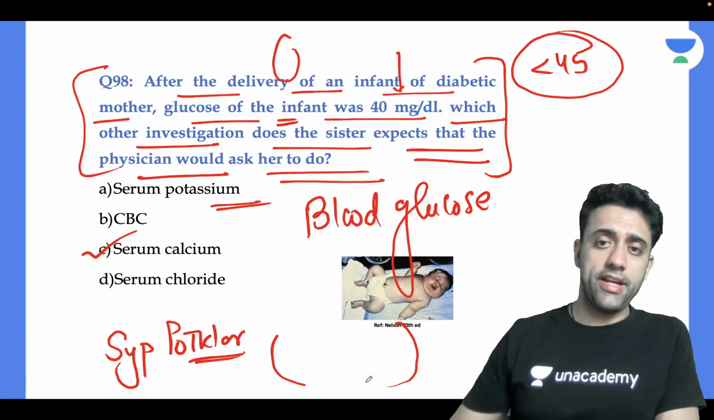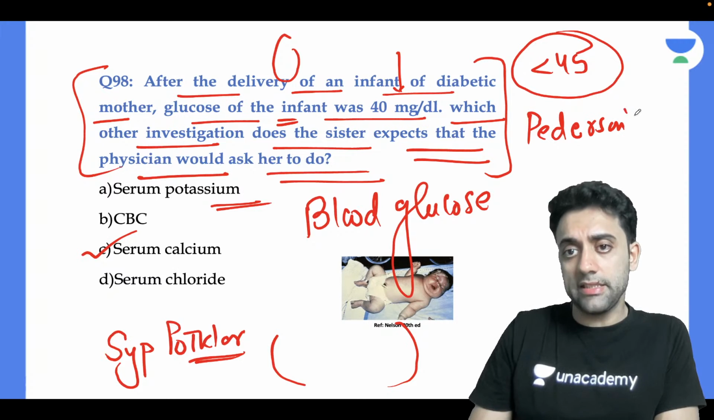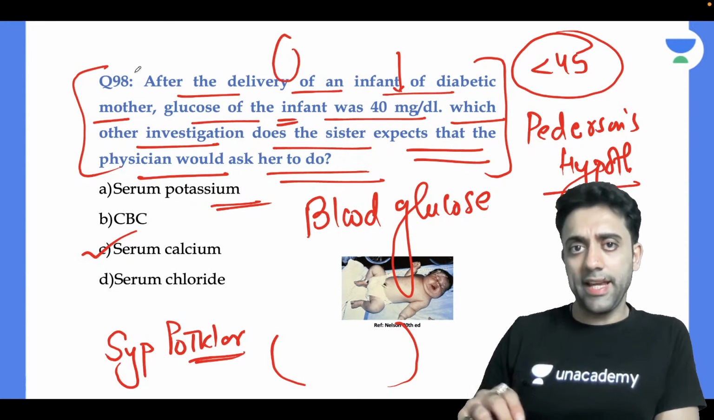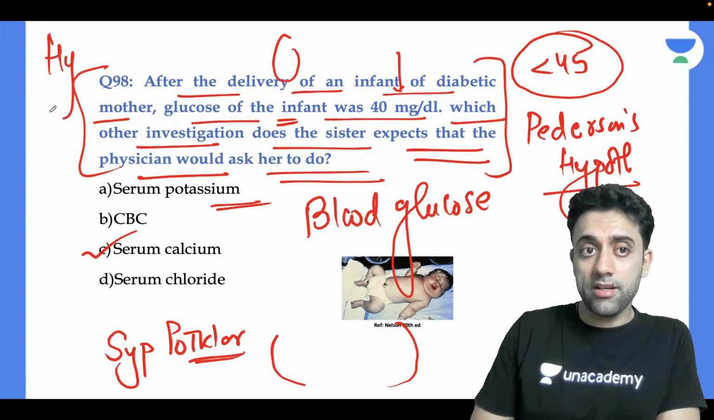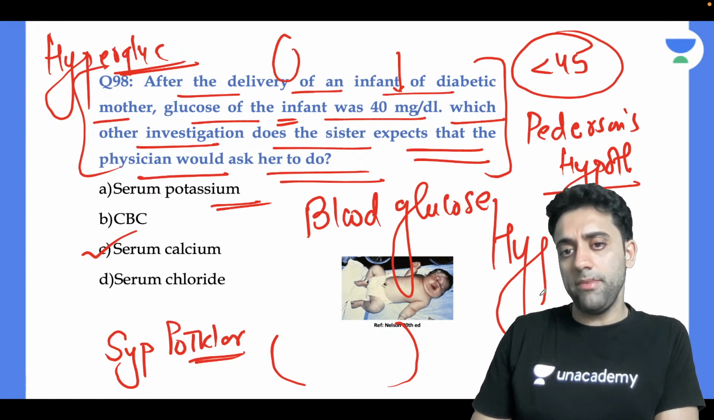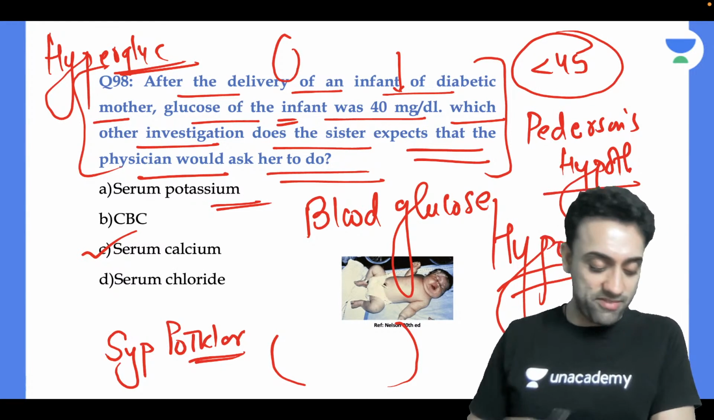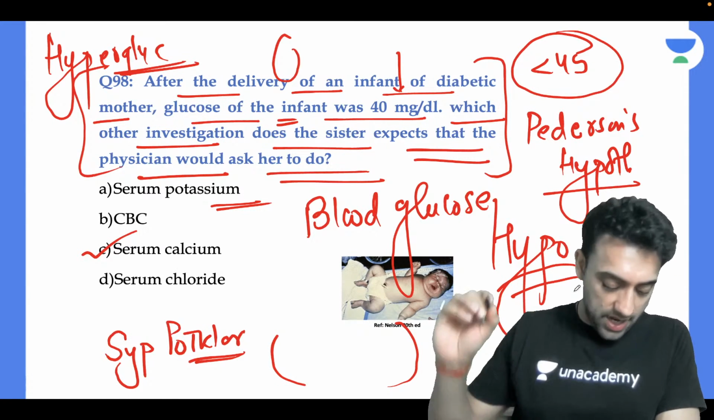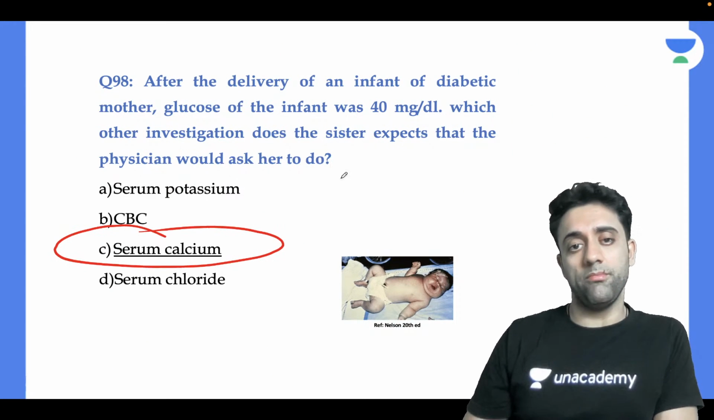If you don't know, I'll tell you. There is something known as Pedersen's hypothesis, which says that in a case of infant of diabetic mother, the mother will be hyperglycemic and the baby will be hypoglycemic. And the best answer for this question is nothing but calcium.